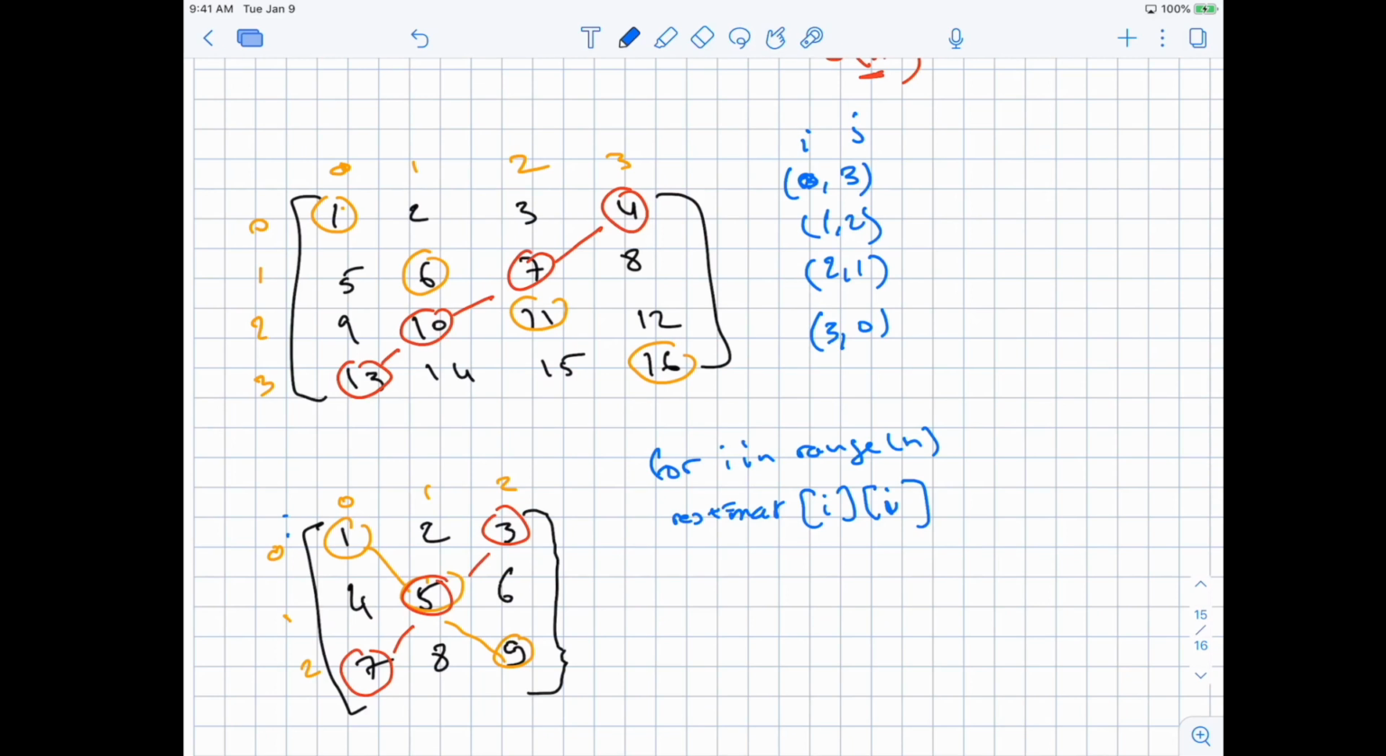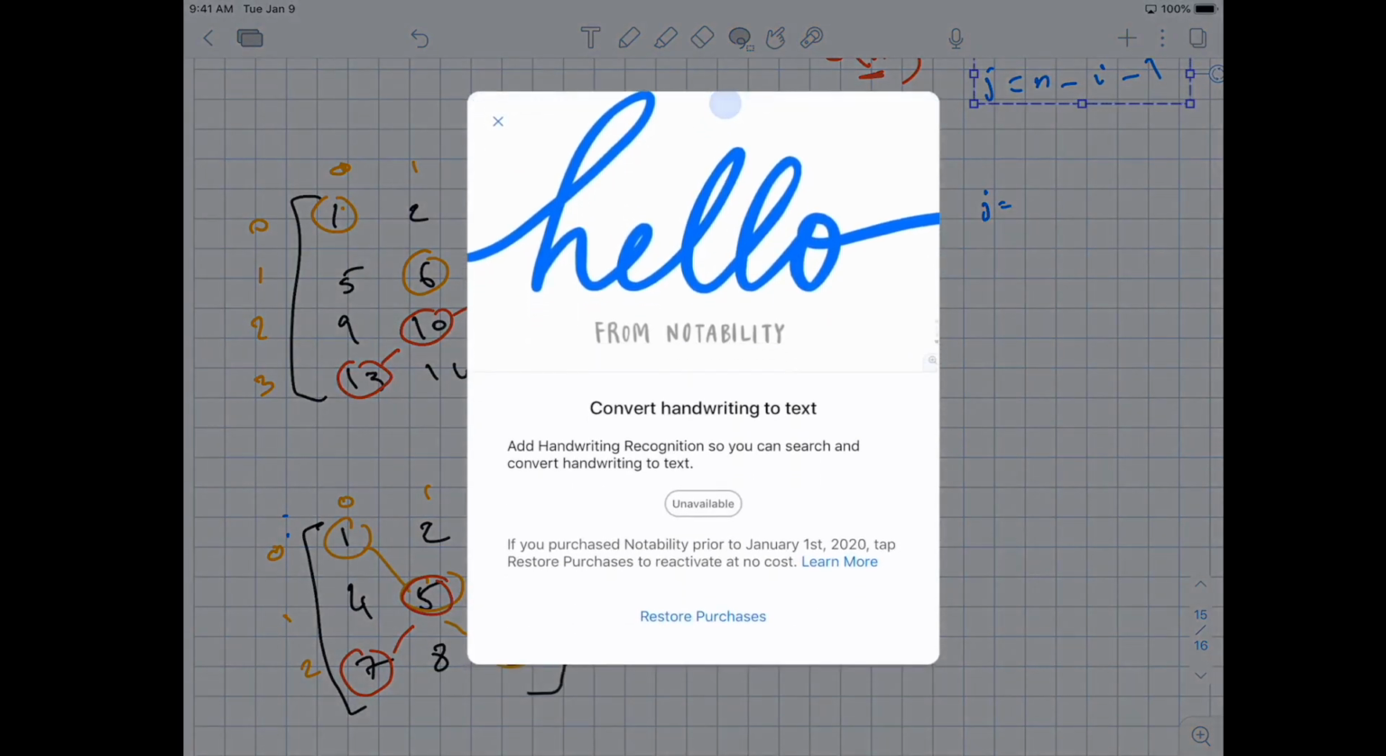And so one thing you notice here is that the J value is just equal to n minus I minus 1. Because if we replace, for example, for the first one here, if we apply this, let's just put this up here.